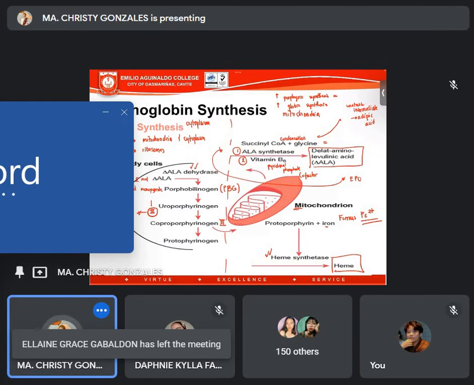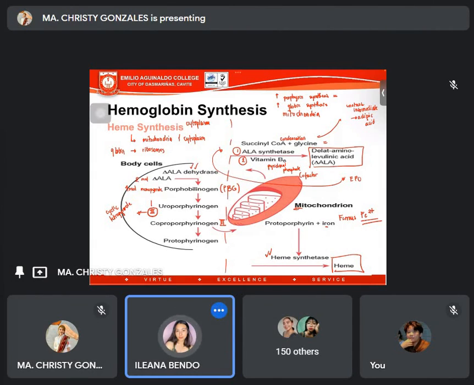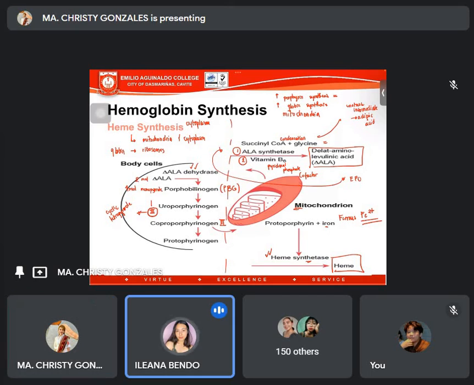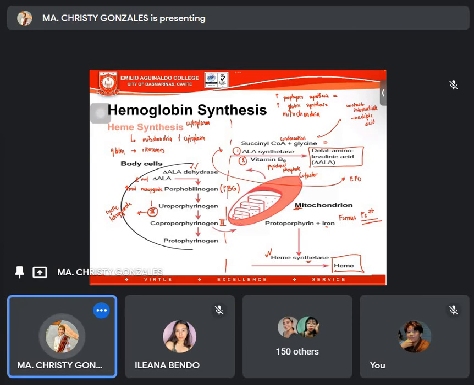Yes, Miss Bendo? Ma'am, clarification lang po. Is it heme synthase or heme synthetase po? May mga book, okay, may mga book, they call it heme synthase. May mga book naman, like Rodak, it's heme synthetase, but it's the same. Okay po. Thank you po. Meron pang iba, ang tawag ferrochelatase synthase. Meron pang mga ganong book, no? But it is just the same. It pertains to the heme synthetase or the heme synthase.